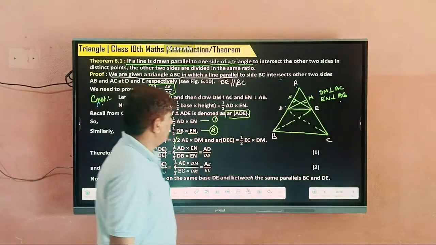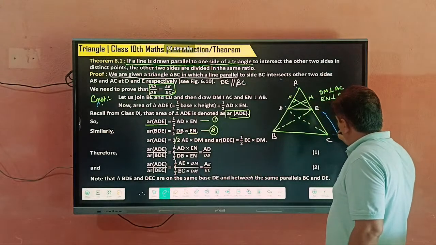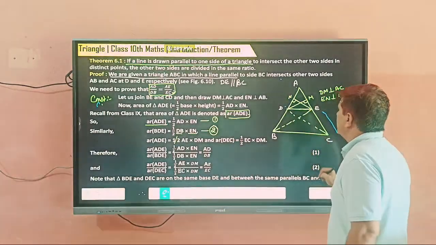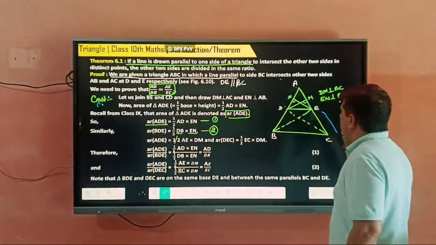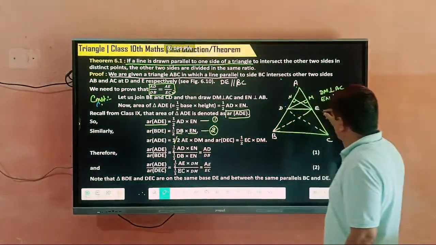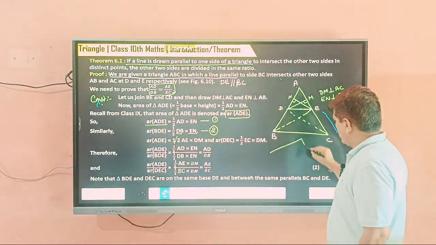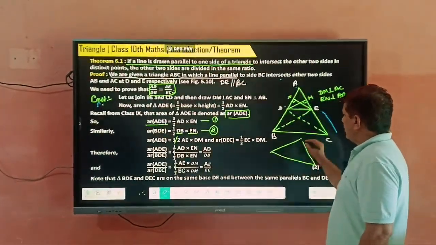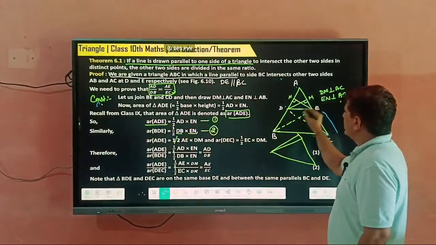Understood? And what do we need now? This EC. EC comes in which triangle? DEC, you can say ECD, CDE. So we are taking triangle DEC. Again 1/2 base EC. The perpendicular height means we can change it and draw like this. This is the perpendicular height. That's why we have taken DM.